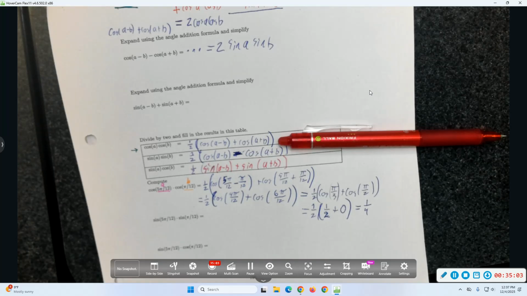What's x minus x? 0. What's cosine of 0? 1. And x plus x is? 2x. Oh, there's a handy formula.